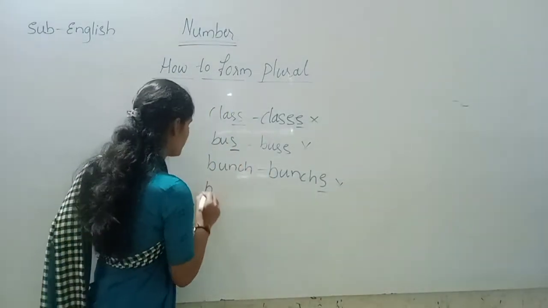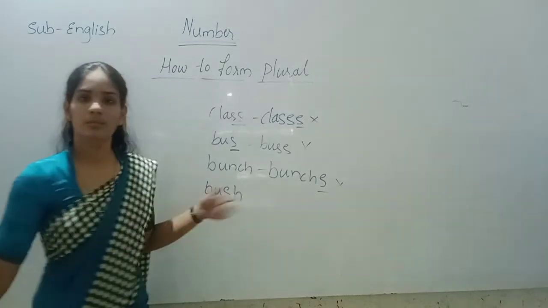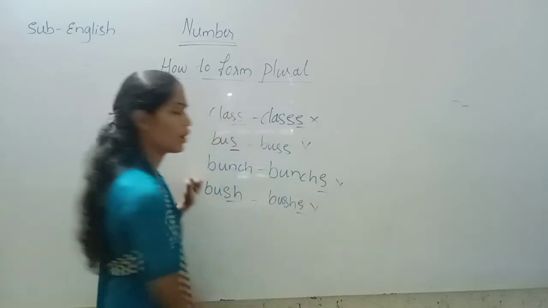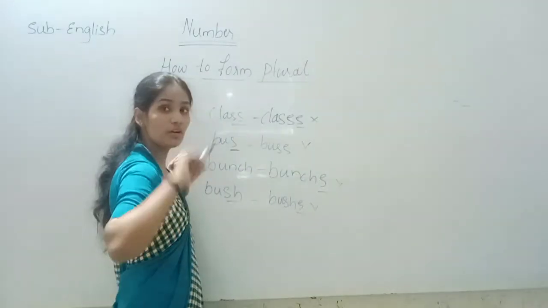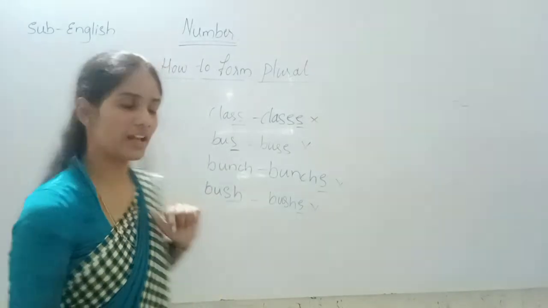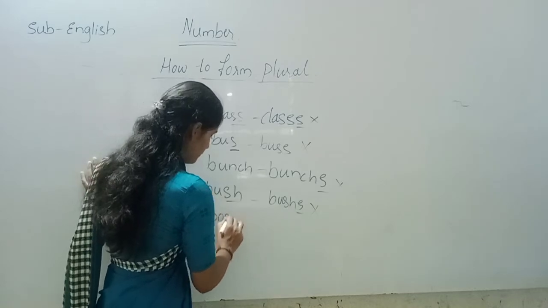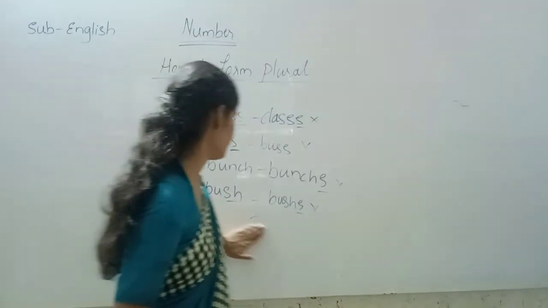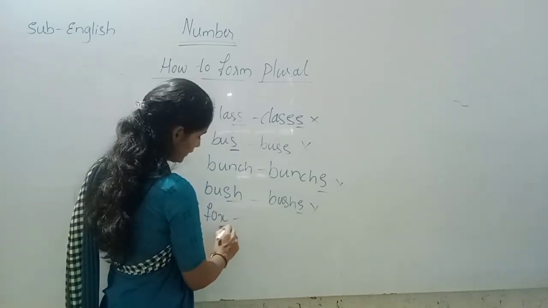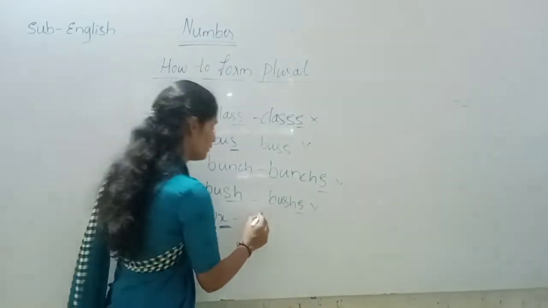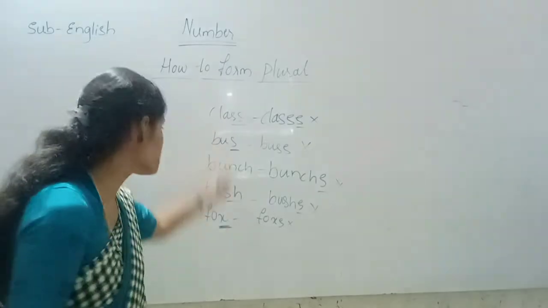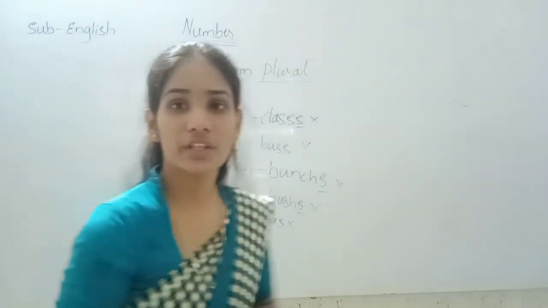And as I told you, some words end with sh. Bush. If you write it like this, is it right? No, it's wrong. And one more letter I told you, the ending letter x. Box. Fox. So the ending letter is x. If you add s, is it right? No, it's not right. So what should we do in these cases?